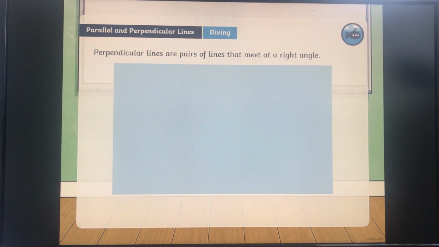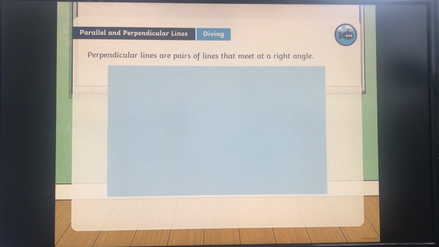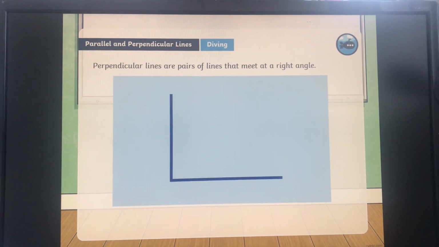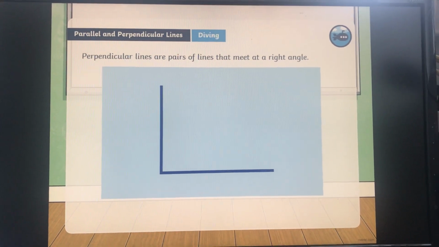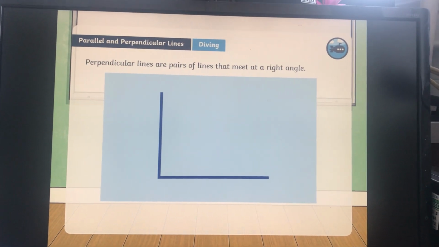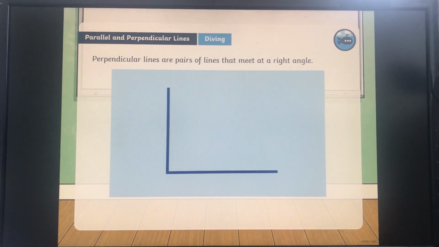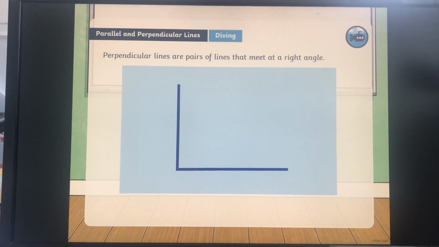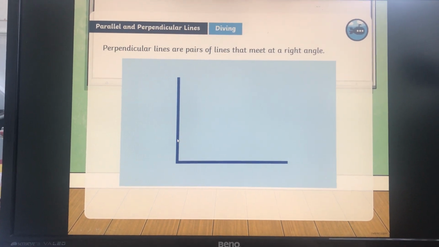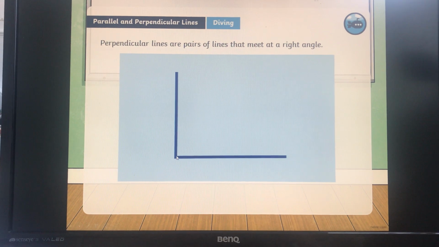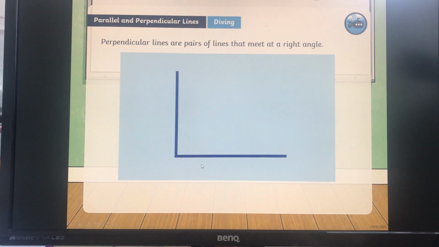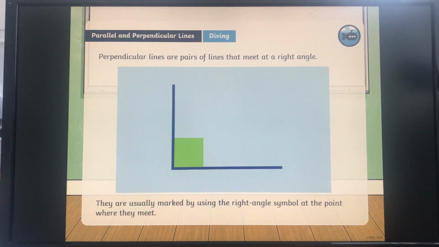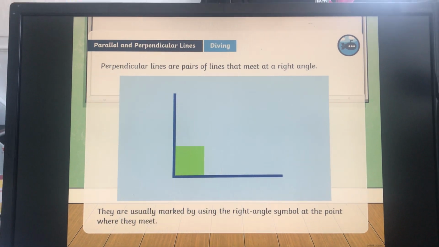Perpendicular lines are pairs of lines that meet at a right angle, and we should be familiar with right angles now from earlier on this week. So this here is a pair of perpendicular lines. They always come in a pair. There's always 2 of them because you need 2 lines to make a right angle, and perpendicular lines are always associated with right angles. You can see the right angle here. Hopefully this is familiar from Monday and Tuesday in particular. So perpendicular lines are usually marked by using the right angle symbol at the point where they meet.